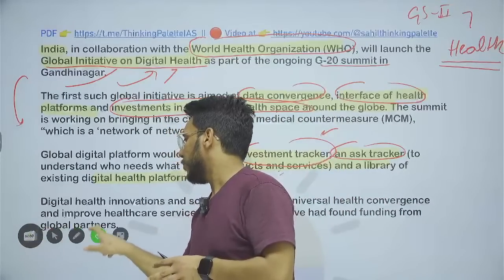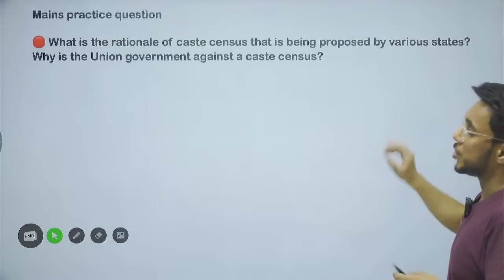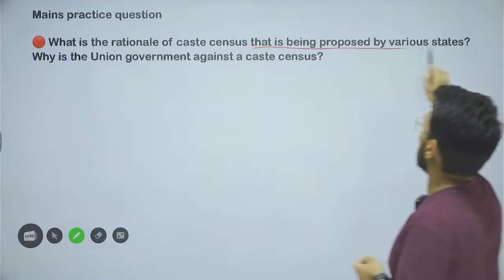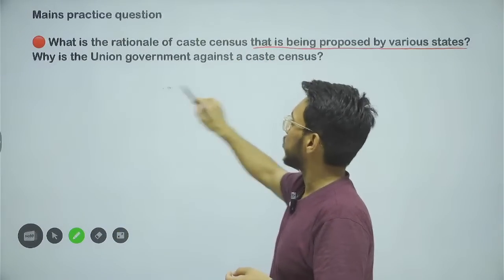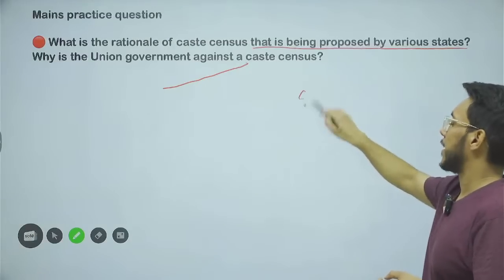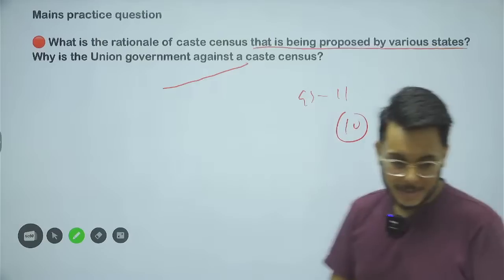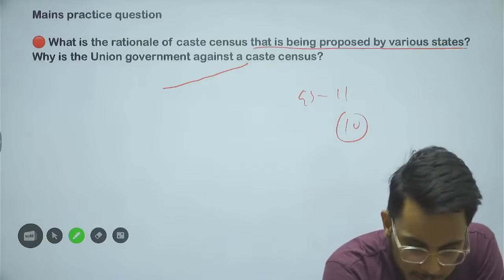And then moving on to the mains practice question for today. So the question reads, what is the rationale of the caste census that is being proposed by various states? Why is the union government against a caste census? It will be a GS paper number 2, 10 marker question. So that is all about it. And let's take questions if they are there.